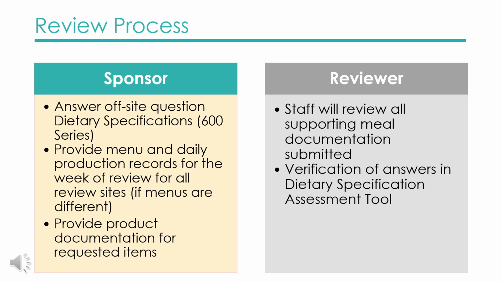Let's review the steps in this section. The sponsor must answer the Dietary Specification 600 series questions in the Child Nutrition Portal. You will also submit production records and product documentation for the requested week. The reviewer will review menu and production records for the designated week of the review with the acceptable required product documentation. We will ensure that meal pattern is being met for breakfast and lunch and for each age and grade group. We will also review responses in the Dietary Specification Assessment tool, so you may get some back and forth from us at this point.